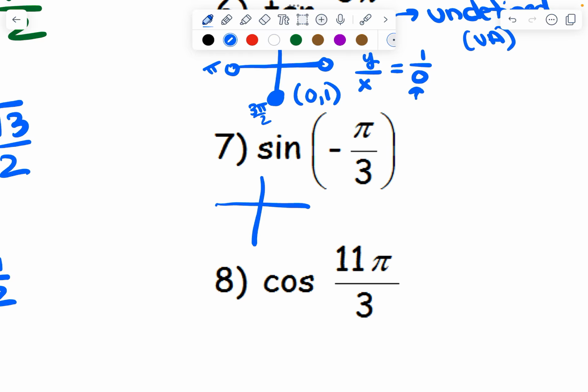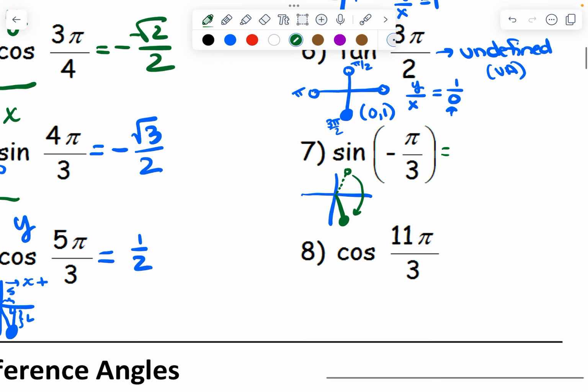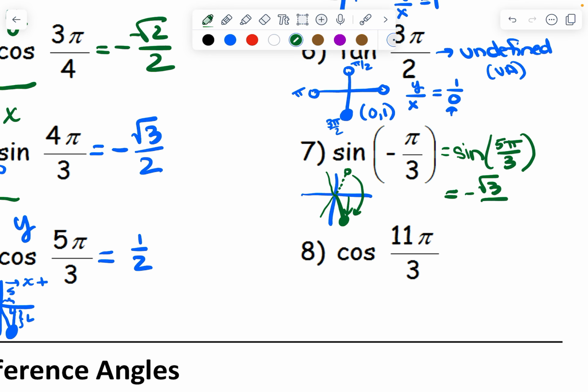All right, negative pi over 3. So if I were to map out pi over 3, that would be here. If I want its negative coterminal angle, I can do a vertical reflection. So that means we are down here. So this is equivalent to sine, so we have pi over 3, 2 pi over 3, 4 pi over 3. This is equivalent to sine of 5 pi over 3. Coterminal angles will have the same results. So if I look at this, this is closer to the y-axis, which means the longer side of this triangle is going to be vertical. So that means we have negative root 3 over 2.